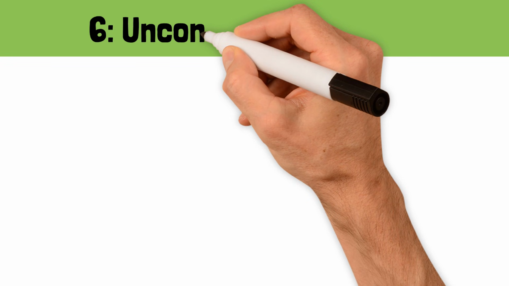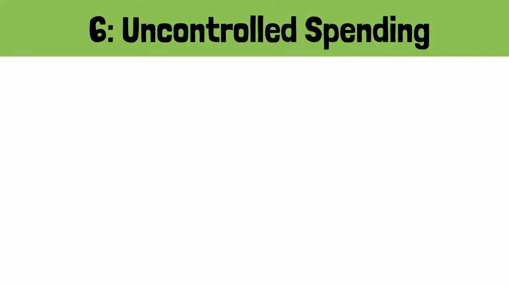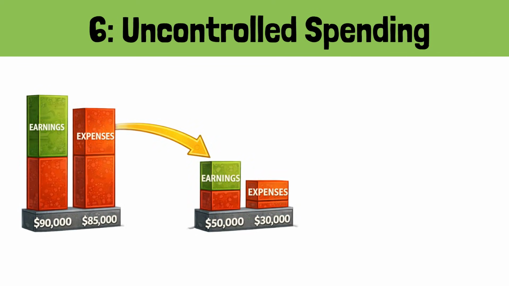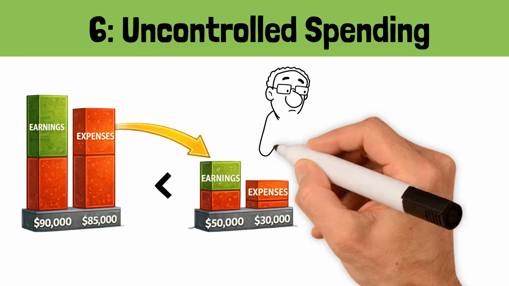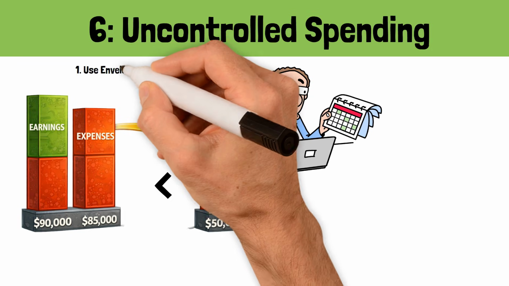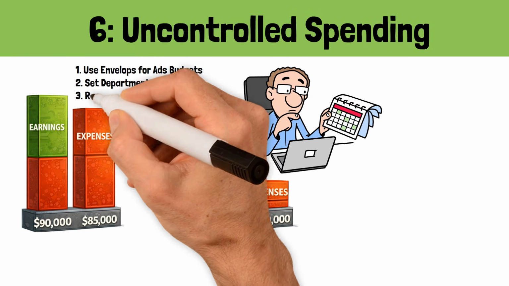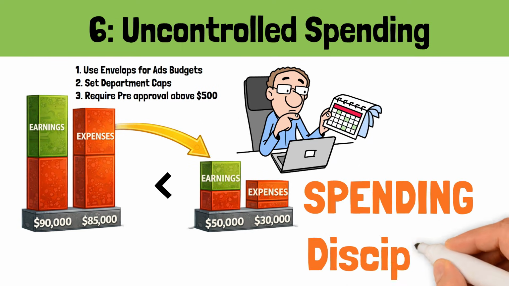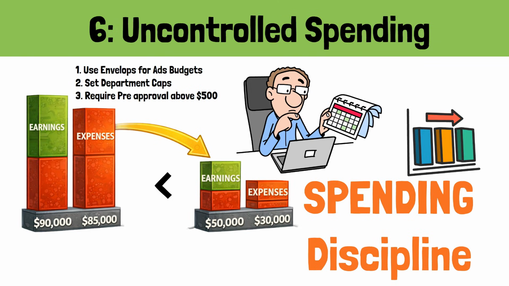Problem number 6, uncontrolled spending. A business earning $90,000 but spending $85,000 feels poorer than one earning $50,000 but spending $30,000. Track spending weekly instead of monthly. Use envelopes for ad budgets, set department caps, and require pre-approval for anything above $500. Spending discipline is the fastest cash flow fix, even if revenue stays flat.